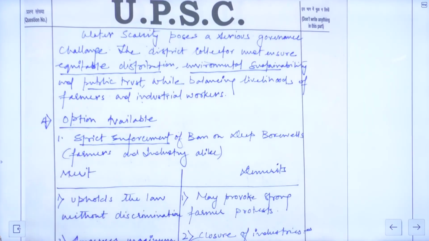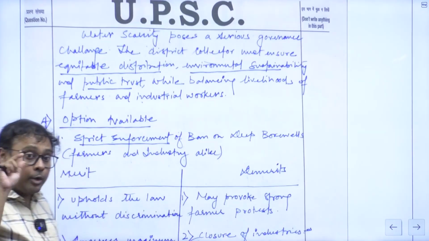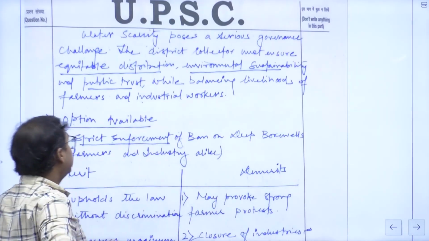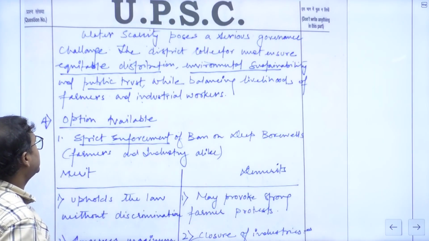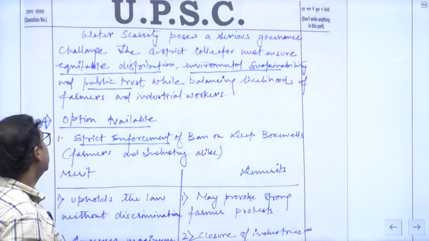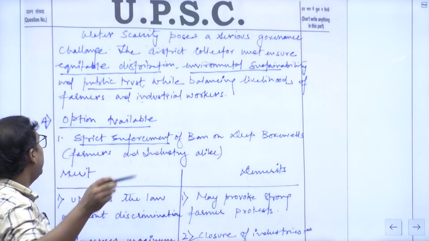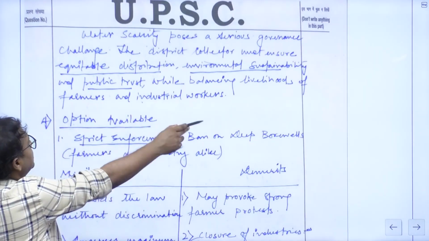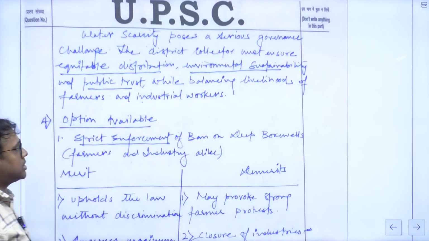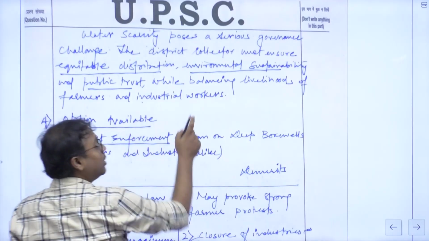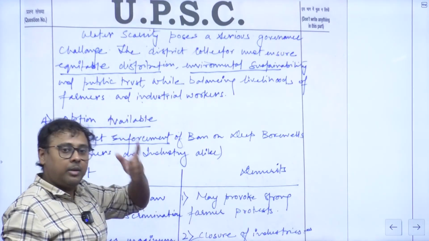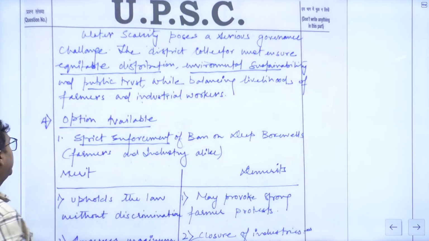How to introduce? Simple. What is scarcity? Again, introduction has to come directly to the major problem. Water scarcity poses a serious governance challenge. The district collector must ensure equitable distribution, environmental sustainability, and public trust while balancing livelihoods of farmers and industry workers. So these are the key terms. Again, when you practice, this will invariably be there in your introduction.